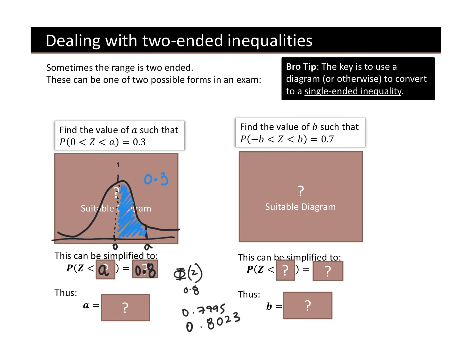Yeah, 0.7995. So then we look at the corresponding value to this, which is 0.84. And that's our value of A.